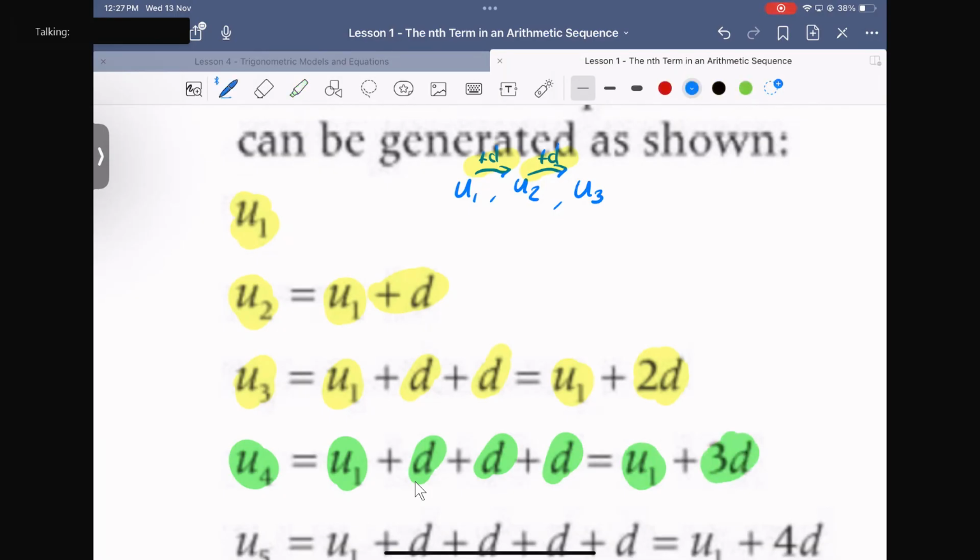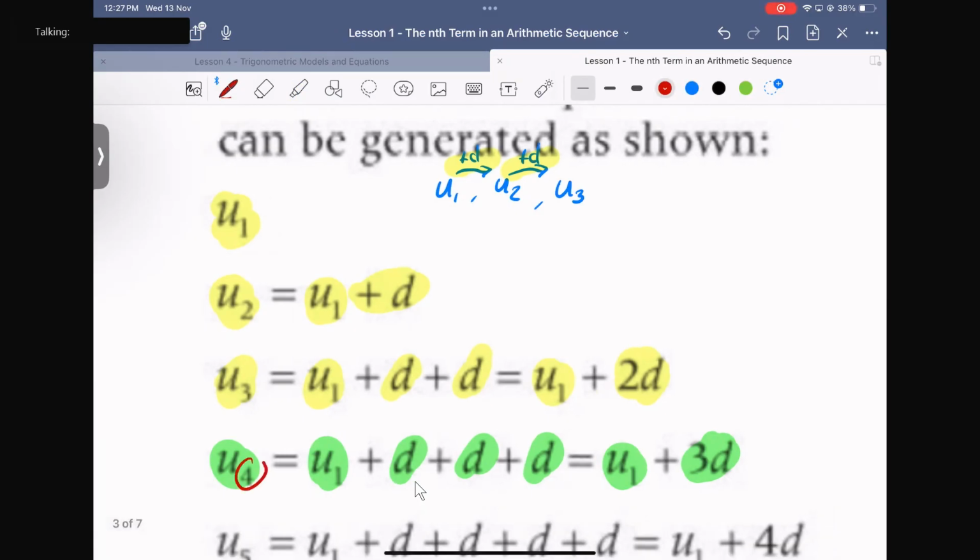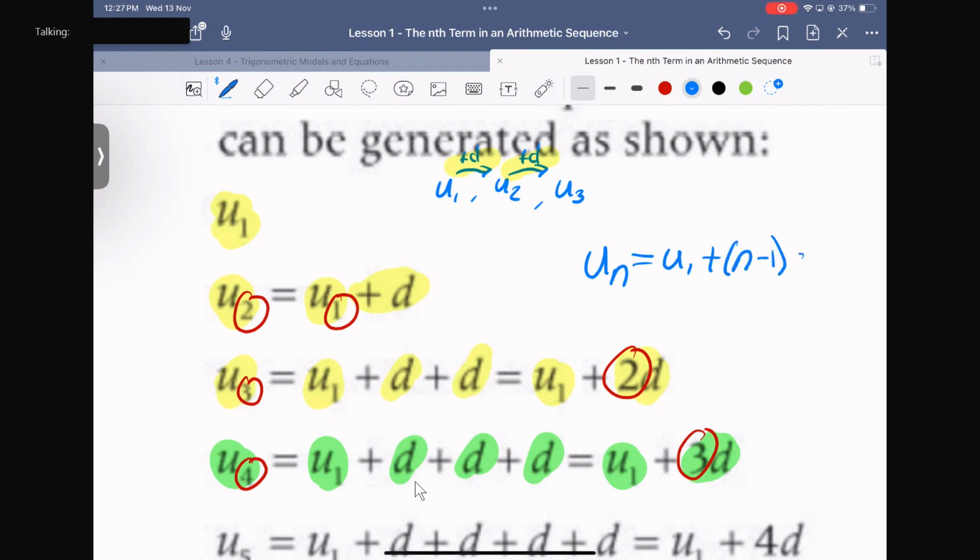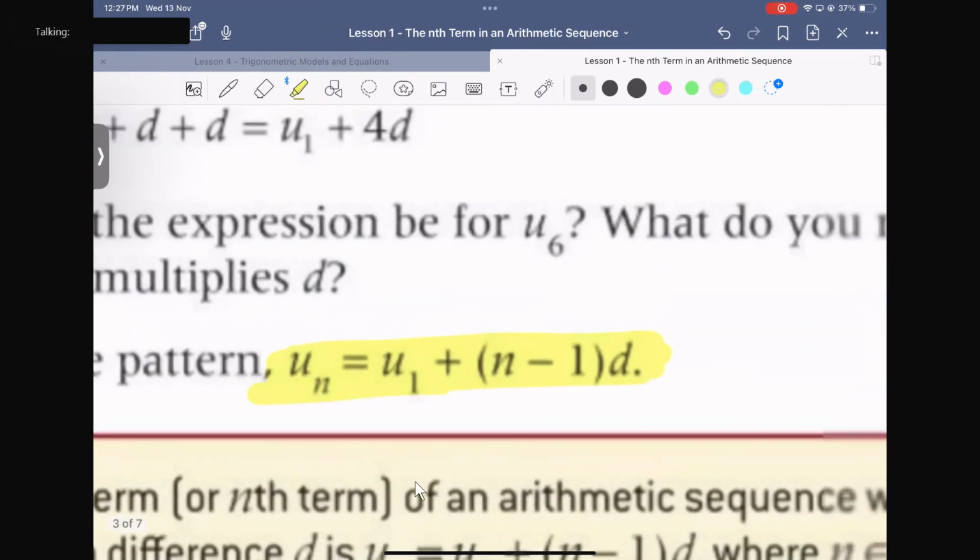Now we start to see a bit of a pattern. If we look at the pattern, what do we see? If we wanted to get to Un, we would start at U1 and add how many lots of D? We would need n minus 1 lots of D. And this is the general formula that we're looking to understand. It's U1 plus n minus 1 lots of D.